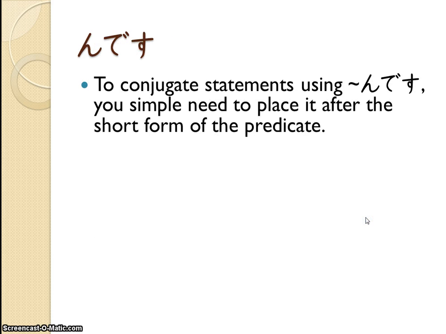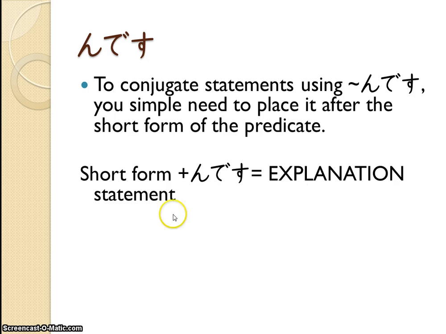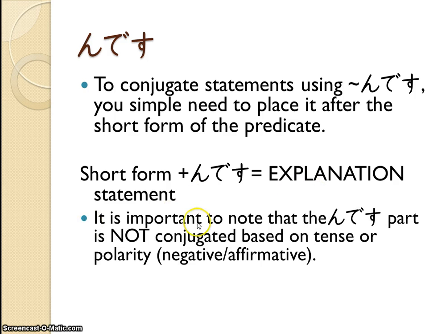Now, to conjugate statements using んです, all you need to do is put the statement in short form, and then you add in んです. It is important to note that the んです part is not conjugated based on tense or polarity. So you just keep it as んです. You don't say じゃなかったです, that doesn't work. Or でした.